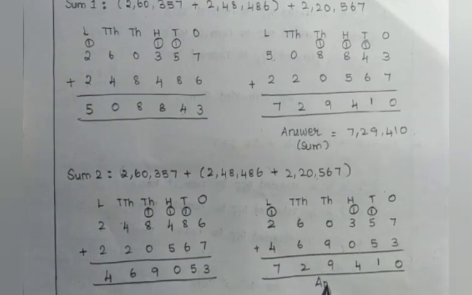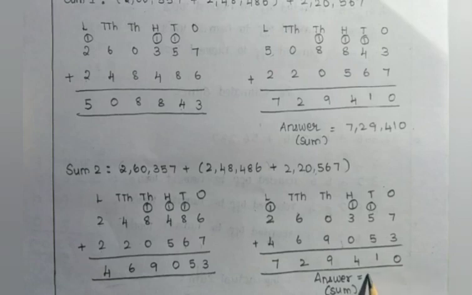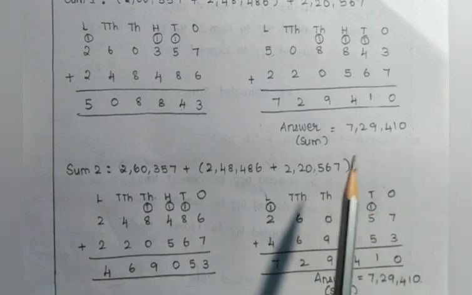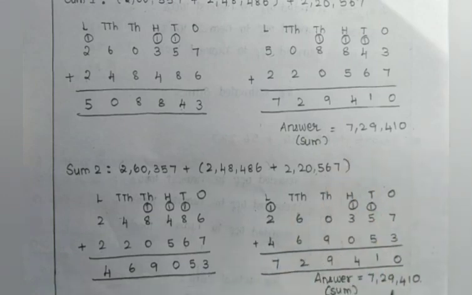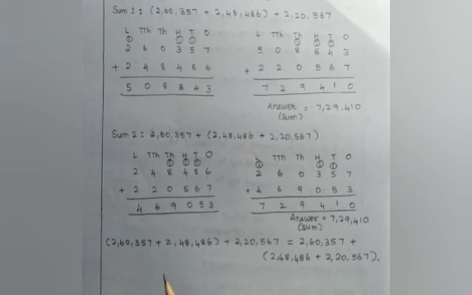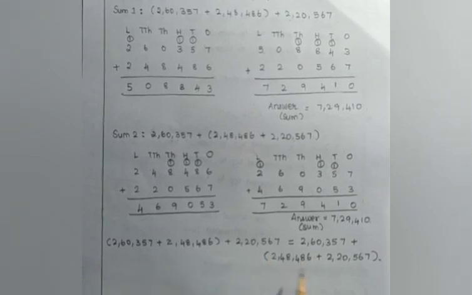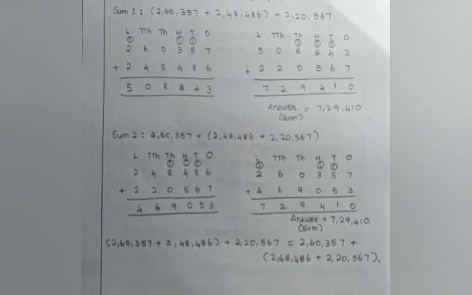So the answer or the sum is 7,29,410, which is same as the previous answer. So we can tell that the sum of the group of addends are equal.